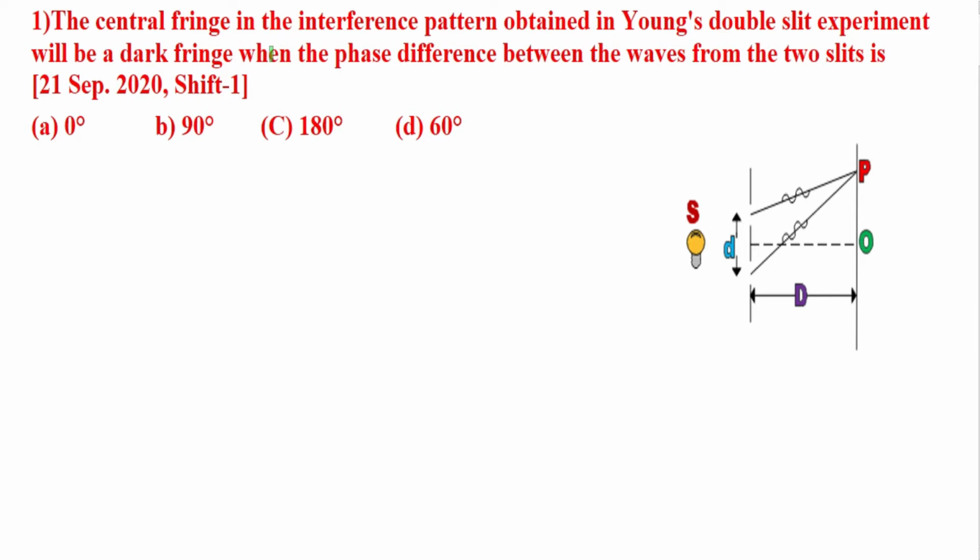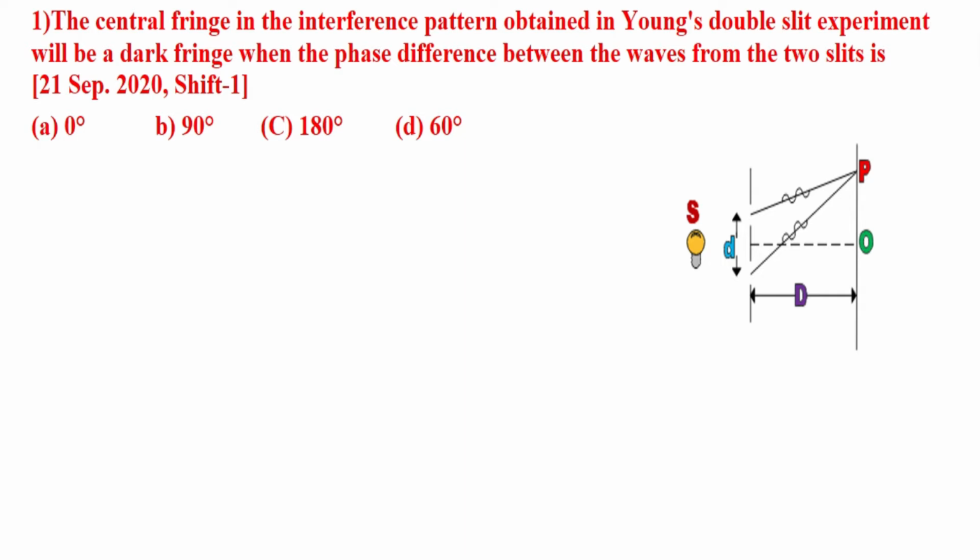Now let us come to the topic. Our first question is: the central fringe in the interference pattern obtained in Young's double slit experiment will be a dark fringe when the phase difference between the waves from the two slits is. Okay. Now what did he give?